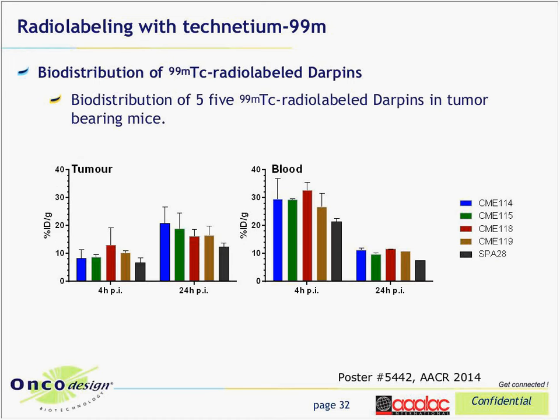And here's an example. We radiolabeled five different DARPins that were injected to mice, and you have their distribution 4 and 24 hours post-injection in tumor and blood, and they showed quite similar distribution patterns.